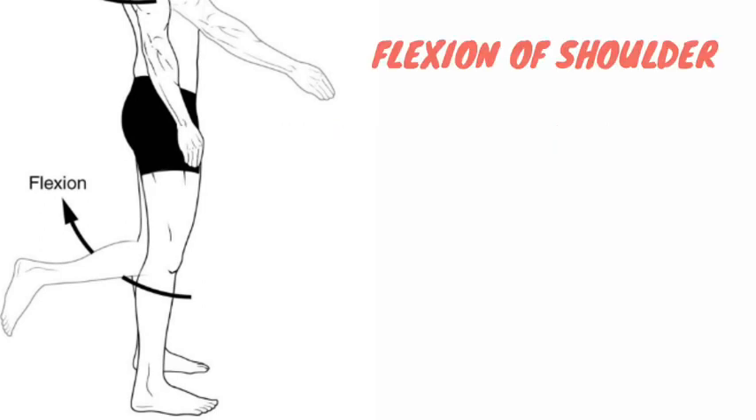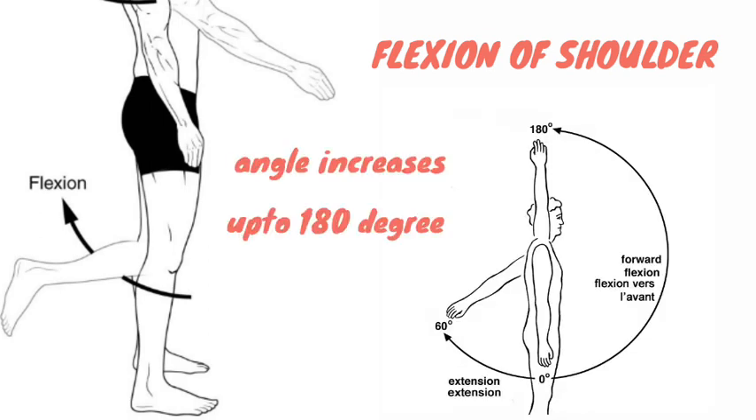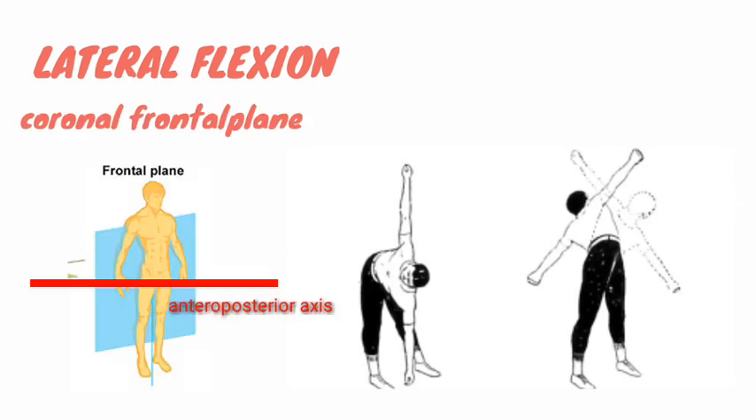Flexion of shoulder. Usually for other flexion, the angle decreases, but for flexion of shoulder, the angle increases up to 180. Lateral flexion, movement of trunk. The movement is lateral, so the plane is coronal or frontal plane.